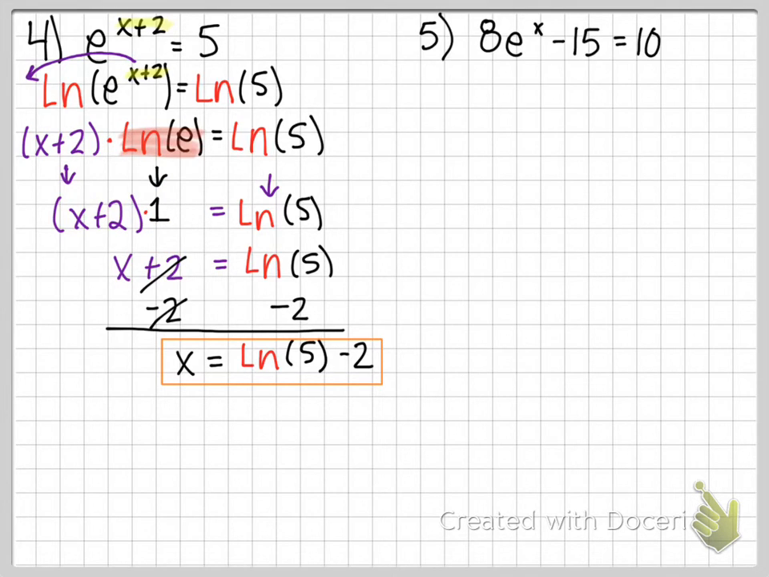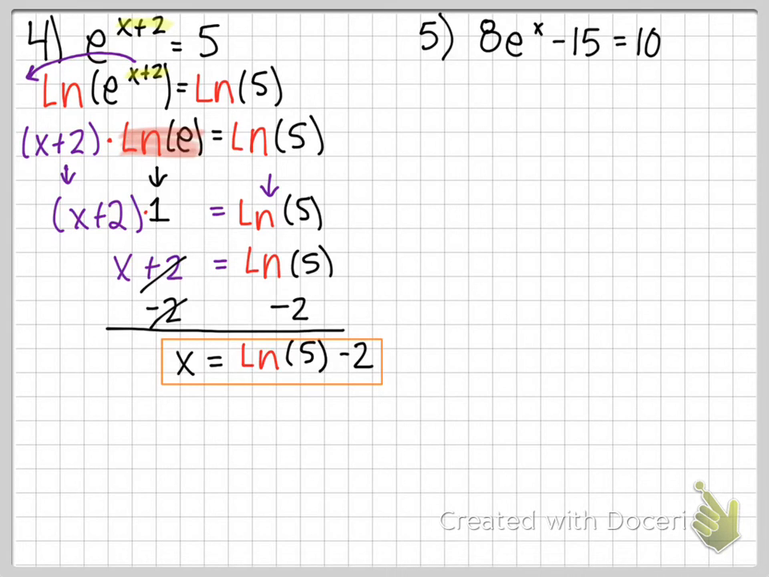Okay, last one. So now this one, we need to do one extra step before we take the natural log, the ln. Notice on this one and on our other 3 examples, we already had the term by itself. So we had e to the x plus 2. We didn't have anything added onto the front or being added or subtracted to this. We just had this term. So we automatically take the natural log. If we have something like this, we have to do a couple things before we can take the natural log.